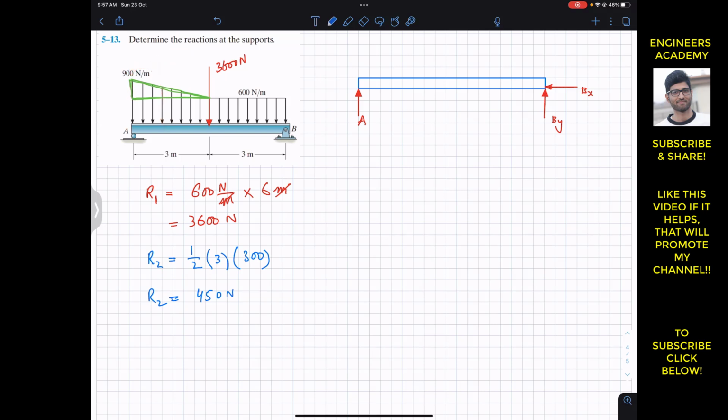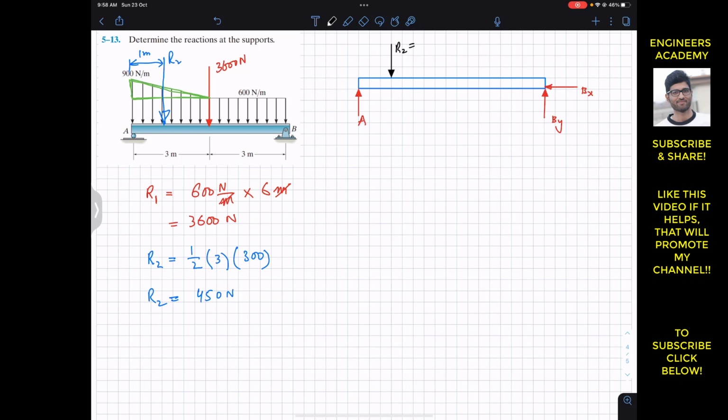So now let me show that here we will have that R2 resultant, and this must be acting at a distance of 1 meter. This 1 meter is 1/3 of the base of the triangle. So now let me show that R1 and R2. So that R2 is going to act somewhere here. Let's say this is R2.